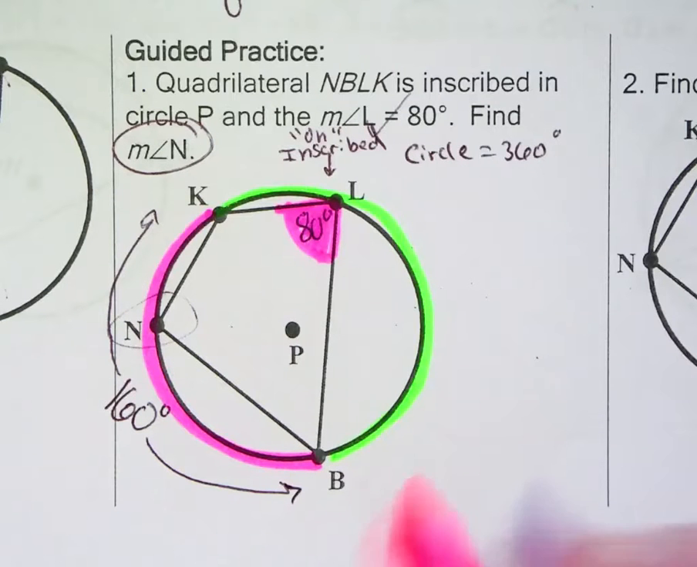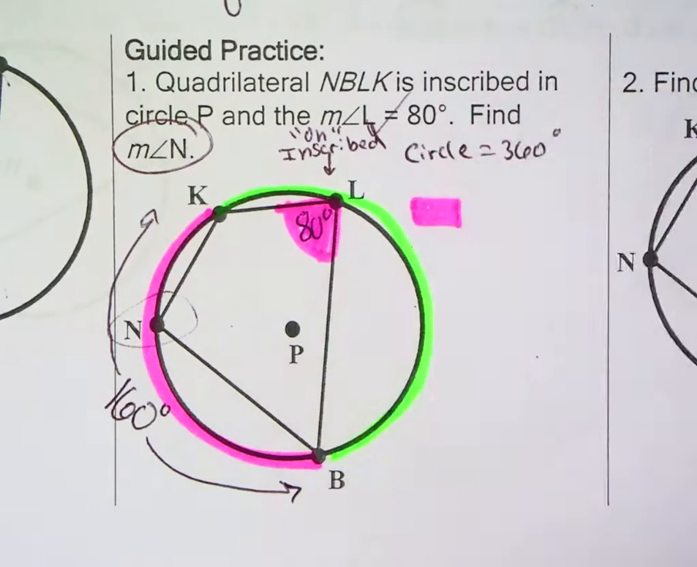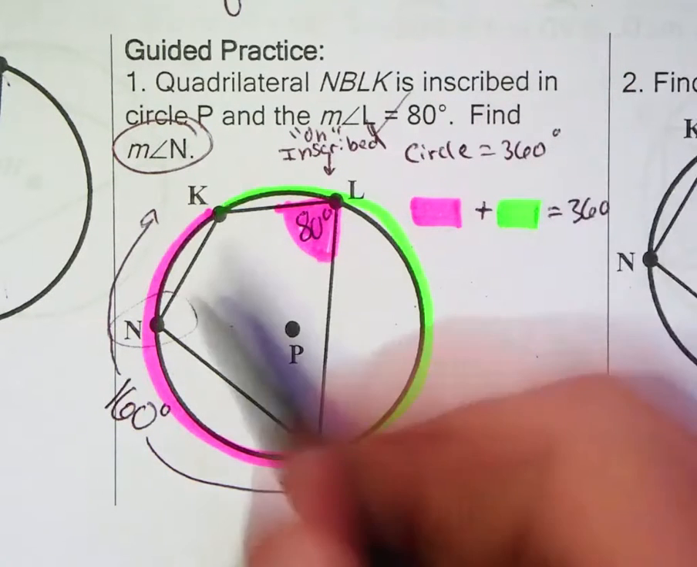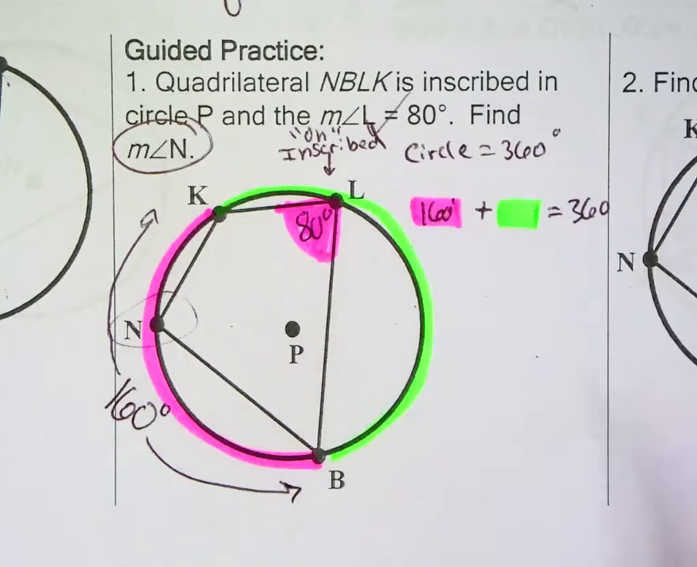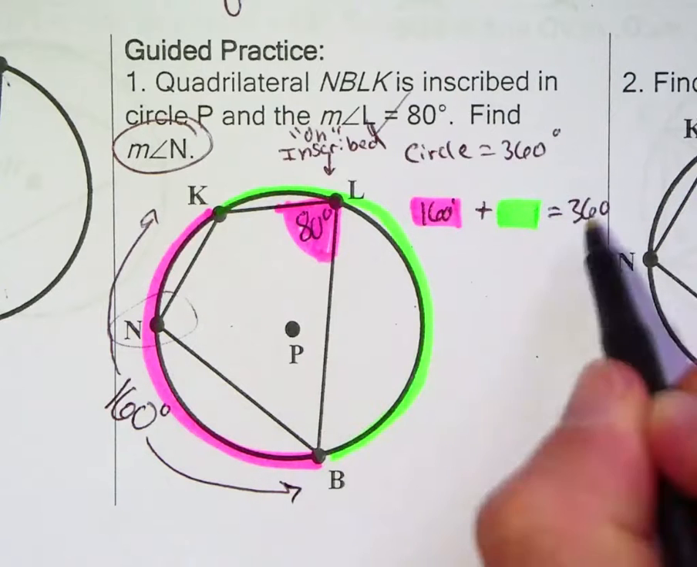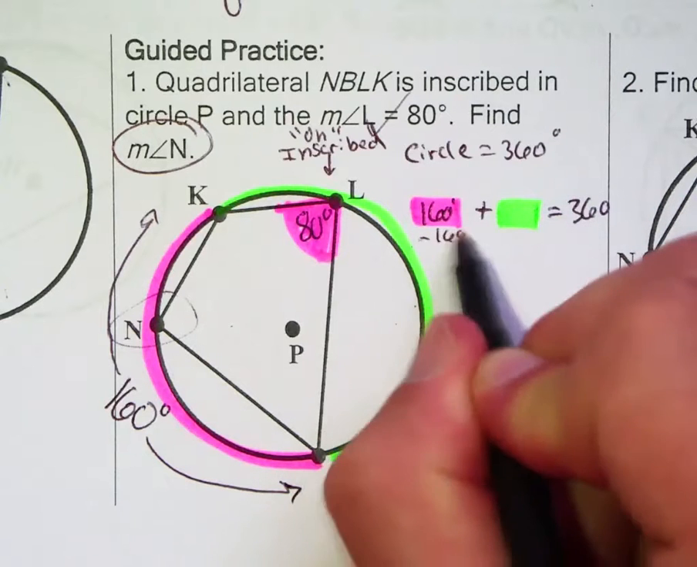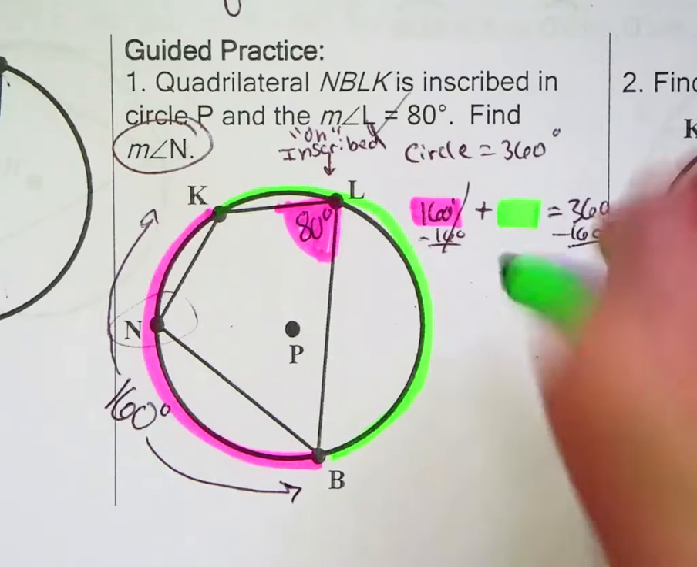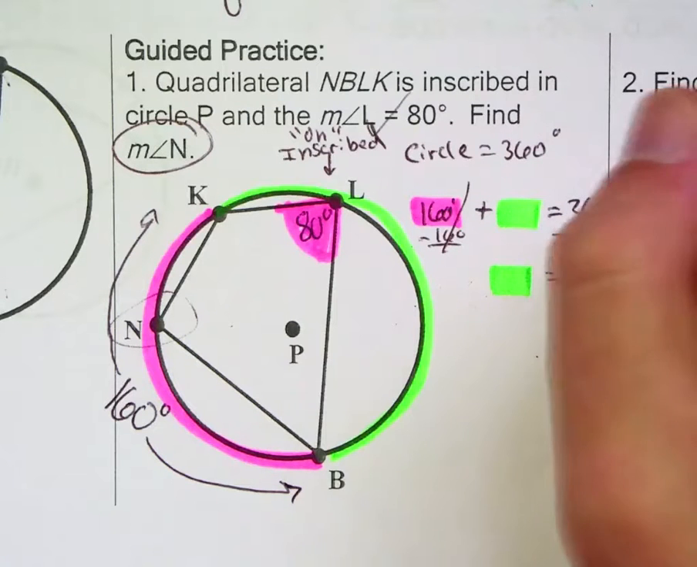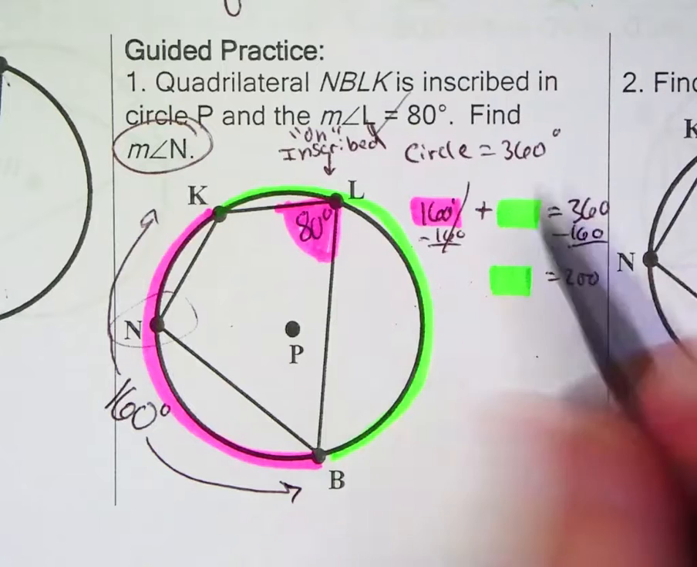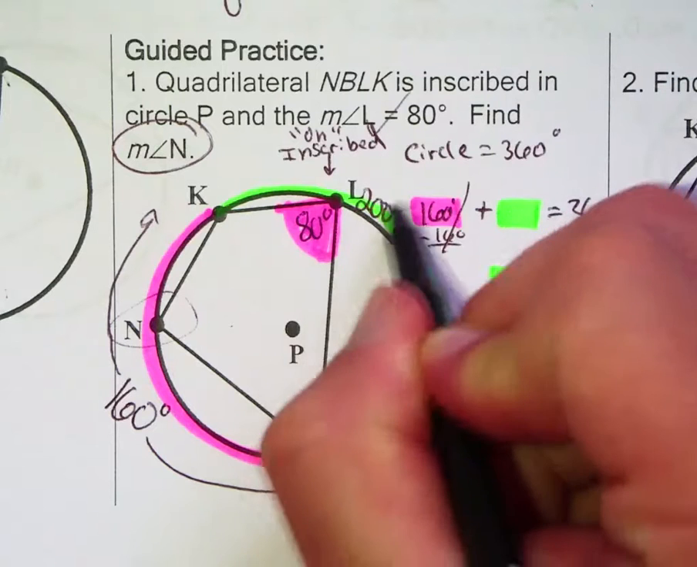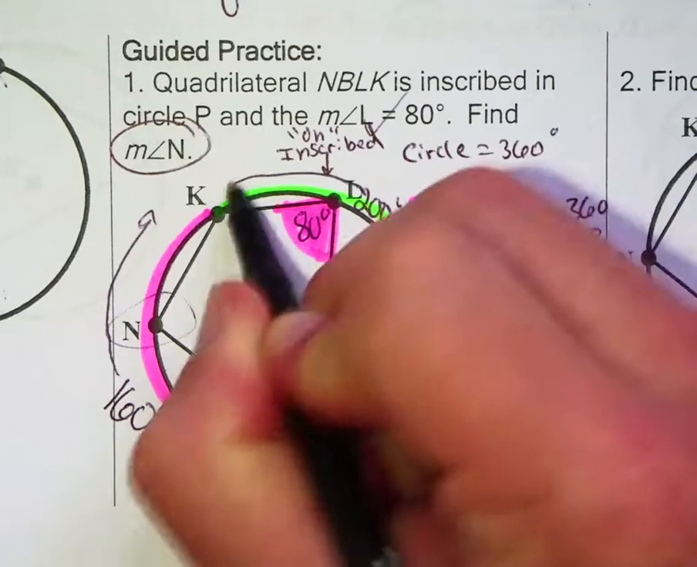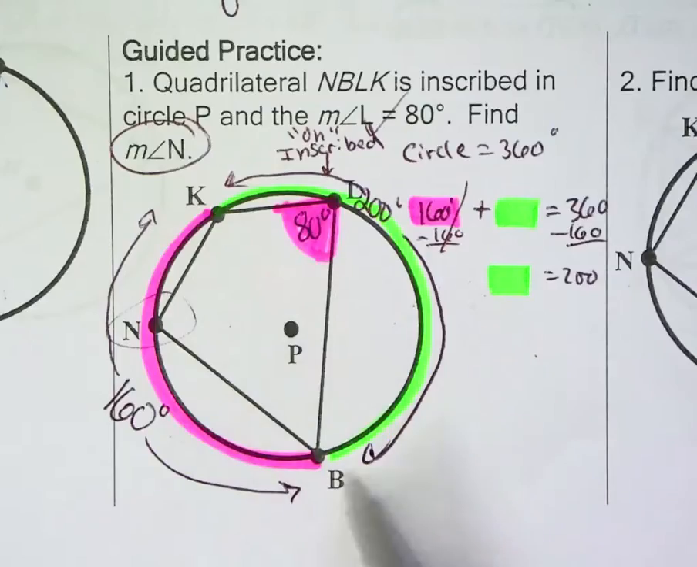So you know the pink plus the green equals 360. Well, the pink happens to be 160. I don't know what the green is, but it has to make 360. So let's go ahead and just take 160 from both sides. So the green is equal to 200 degrees. Oh, that's great. This whole thing here is 200 degrees. This is 160, that's 200.